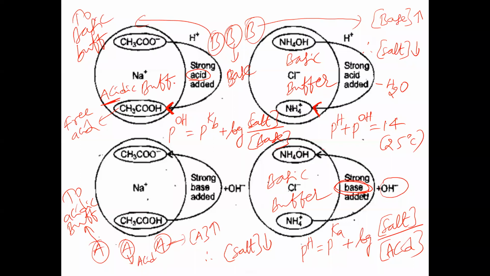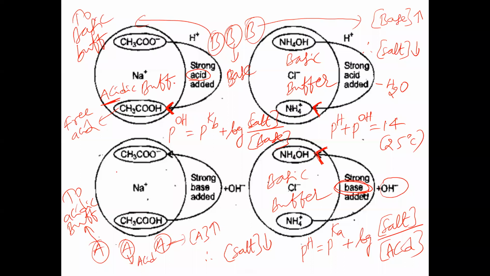NH4 plus and OH minus combine to form NH4OH. Now check the head of the arrow. The head of the arrow is towards NH4OH. That means NH4OH is forming, so the base concentration is increasing, and NH4 plus is consumed in this process. NH4 plus consumed means the salt concentration is decreasing and the base concentration is increasing. So when base is added to a basic buffer, the base concentration increases and the salt concentration decreases.